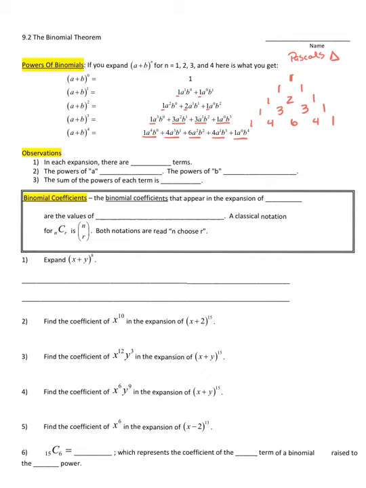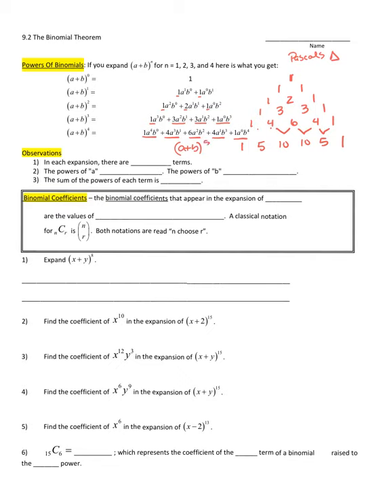you would be able to get the next row, which is going to be a 1, and then 4 plus 1 is 5. 6 plus 4 is 10. And 4 plus 1 is 5. And that's a 1. And these are going to be the coefficients for a plus b to the fifth.